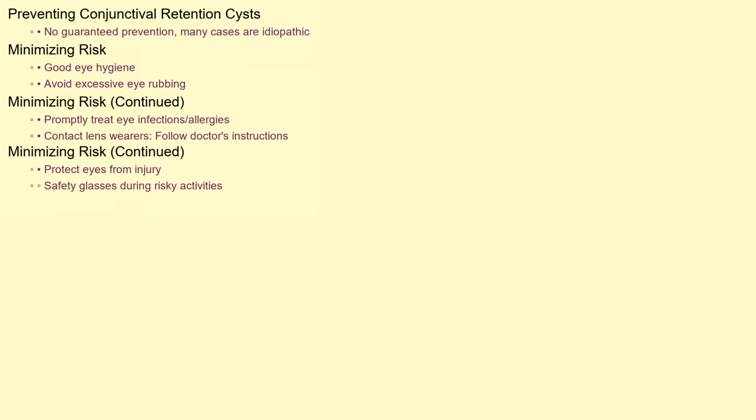Unfortunately, there's no guaranteed way to prevent retention cysts of the conjunctiva, especially since many cases are idiopathic. However, you can take steps to minimize your risk. Practicing good eye hygiene, avoiding rubbing your eyes excessively, and promptly treating any eye infections or allergies can help. If you wear contact lenses, be sure to follow your eye doctor's instructions for proper wear and care. Protecting your eyes from injury with safety glasses during activities that pose a risk of trauma can also be beneficial.